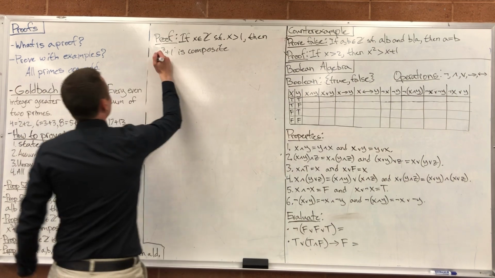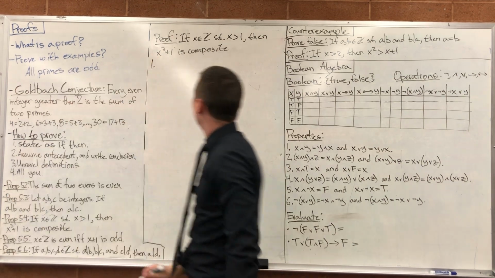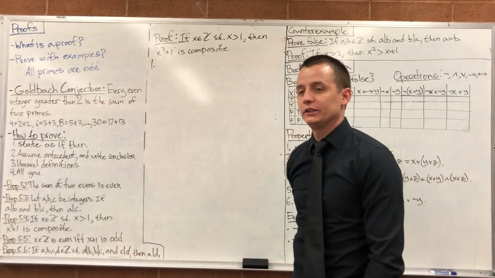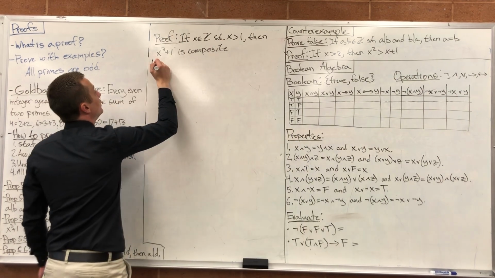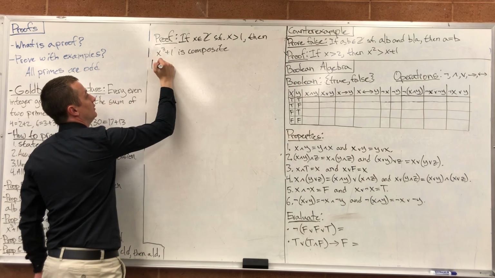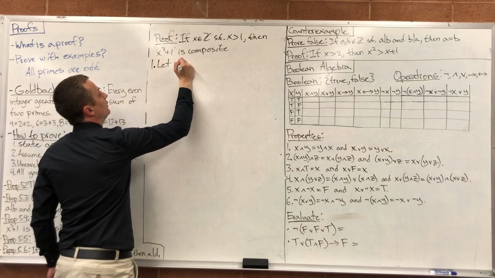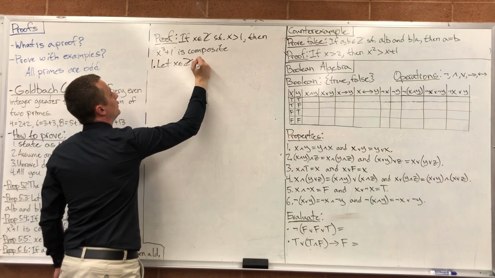Well, let's start with writing our proof. It can seem overwhelming at first. Let's start by just following the steps. What's our first line going to be? What am I writing? Let x in Z such that x is greater than 1.